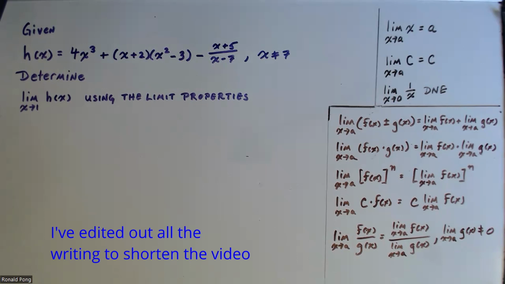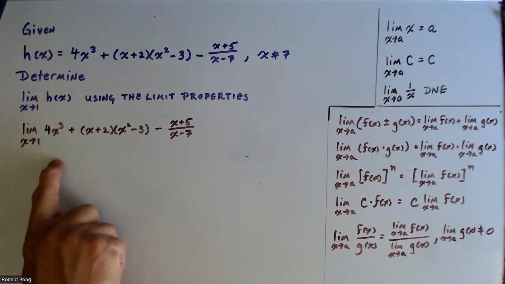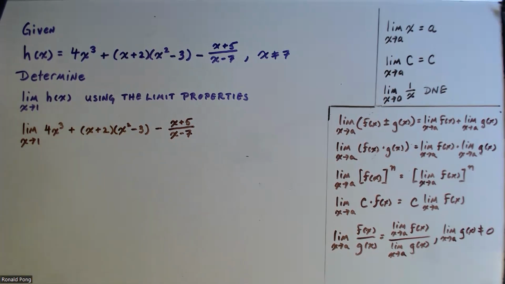Here's a problem that more closely resembles one that you might get on a homework assignment or on an exam. I made up this problem so that we could use all, or at least most, of the limit properties that I've listed to the right. Given this particular function h of x, determine the limit as x approaches 1 of h of x, again using these limit properties. I first substituted the right-hand expression of this function for h of x.